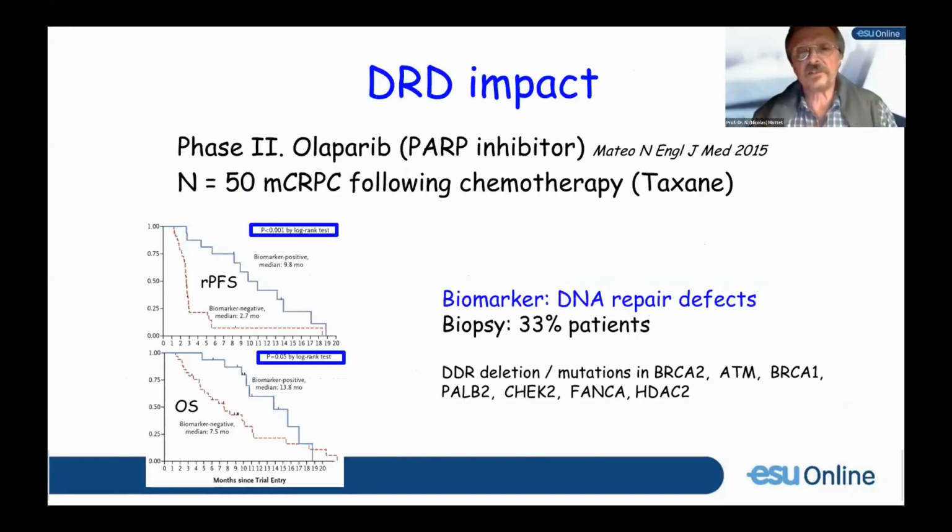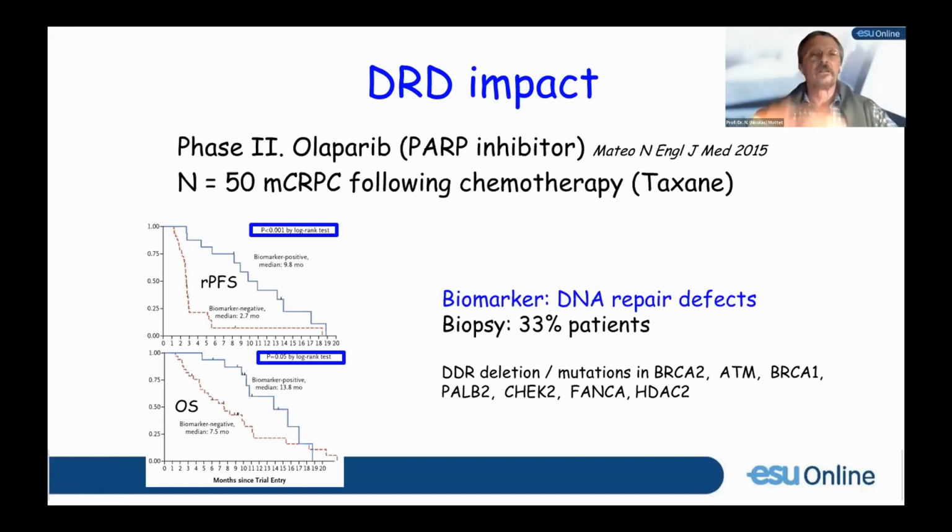All the story started with Johann de Bono's team, as often in prostate cancer. He had a small phase 2 trial using olaparib in 50 metastatic CRPC patients, and he reported the outcome based on whether patients had a DNA repair pathway abnormality or not. You have here the list of all of them, and there was a clear difference in radiographic progression-free survival and a very clear trend for overall survival favoring olaparib when the patient had these biomarker abnormalities.